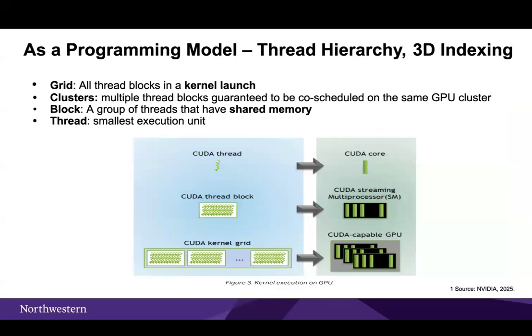A CUDA-capable GPU serves as the overall hardware platform, composed of multiple streaming multiprocessors. Each SM is responsible for executing several thread blocks, which are groups of threads that share local shared memory and can collaborate efficiently. All the blocks launched in a single kernel form a grid, and these blocks can be distributed across different SMs to execute in parallel.